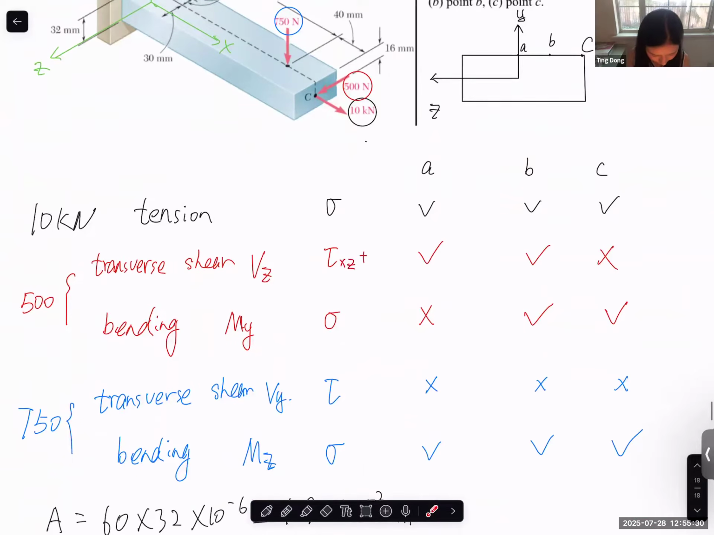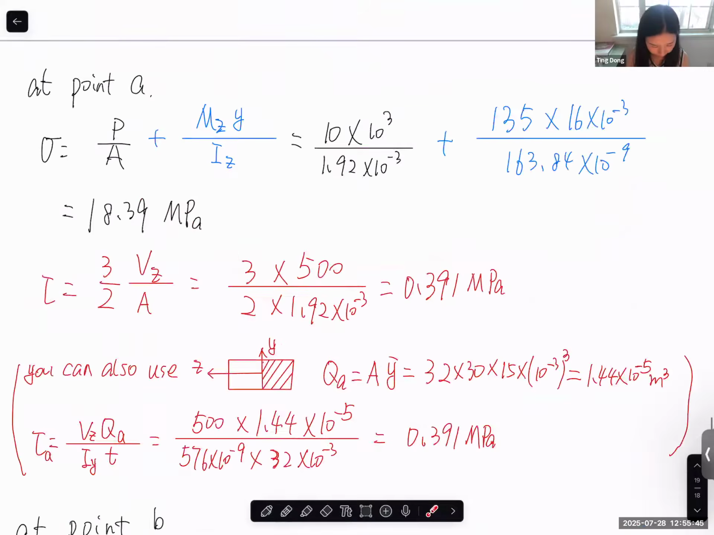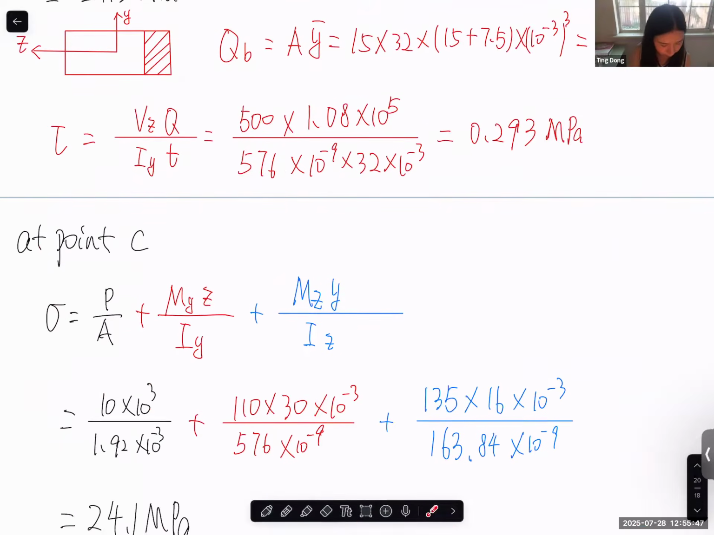For point C, we have normal stress caused by tension, normal stress caused by bending in Y, and normal stress caused by bending in Z. Of course, we cannot add the two bending moments, but normal stress we can add. We have three components. Positive normal stress caused by tension.